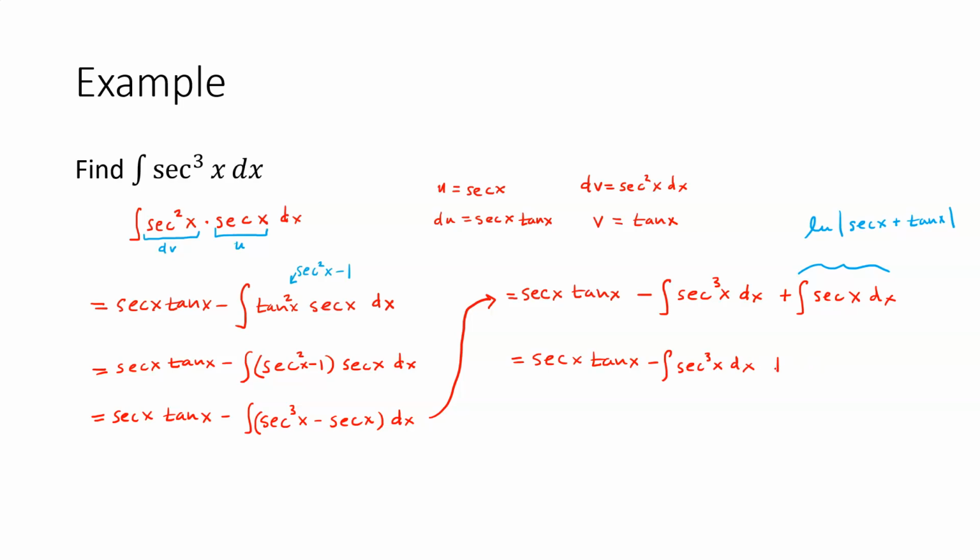Now, the one last piece that we have to do here is isolate the secant in the equation. So if I bring this back to the original, remember this is originally equal to the integral of secant cubed.